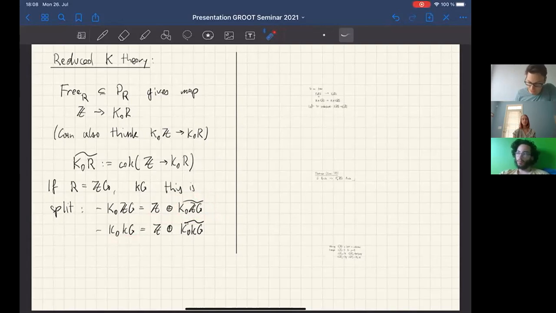The same goes for a field. And since then you'd have K0 of the integers sitting here, which is the integers, and also K0 of a field, which is also the integers, you have these nice splittings.